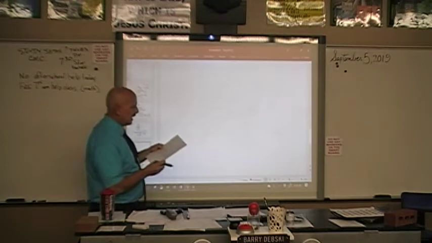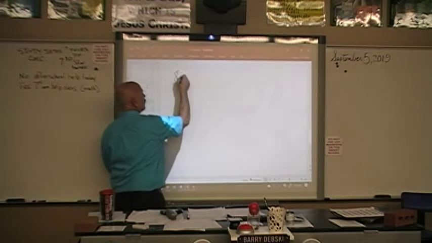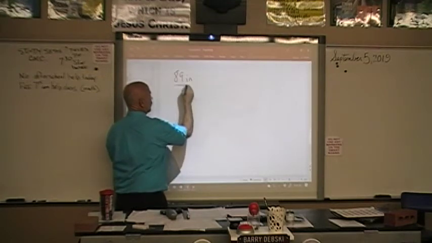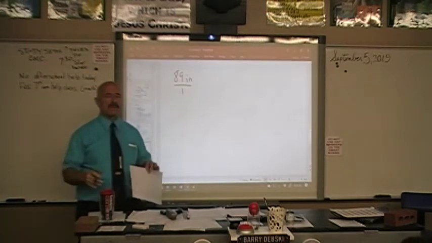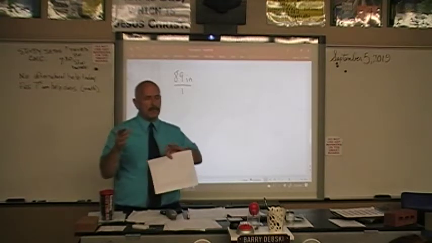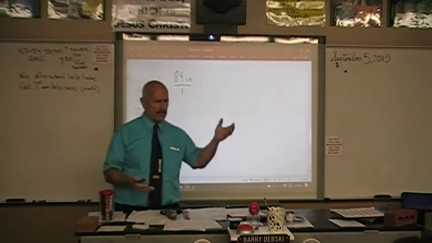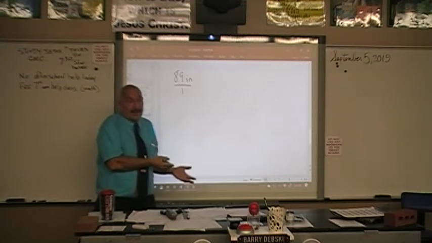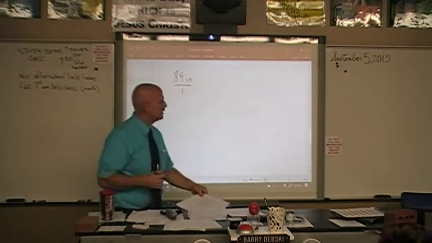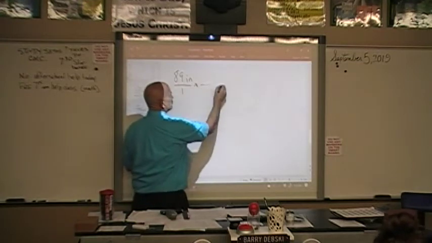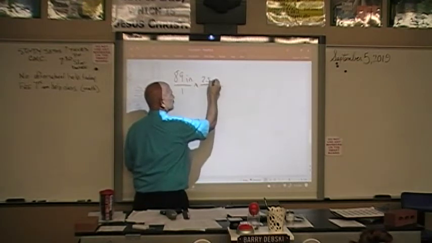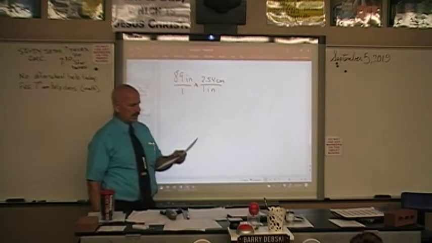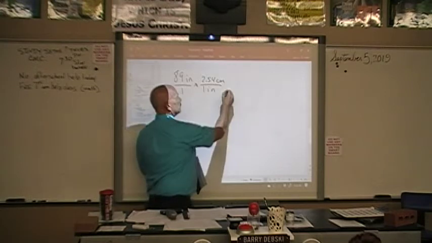How many meters in 89 inches? This is a simple conversion, okay? So 89 inches, put it over 1. There is no math, there is no formula. This is a simple conversion. So there's 2 types of problems we're solving here. Conversions, word problems, and then the conversion word problem combos. Okay, so in this case, 2.54 centimeters in 1 inch, and we're changing this into meters.